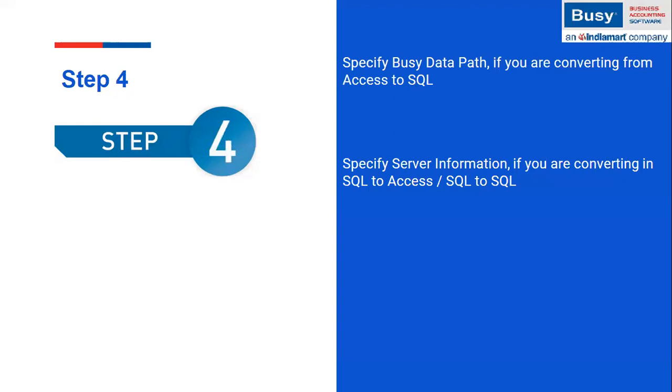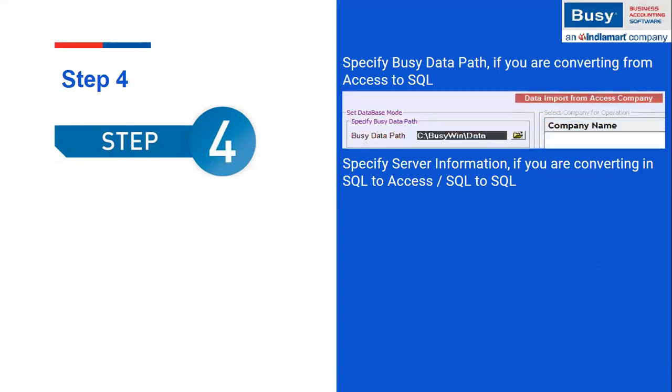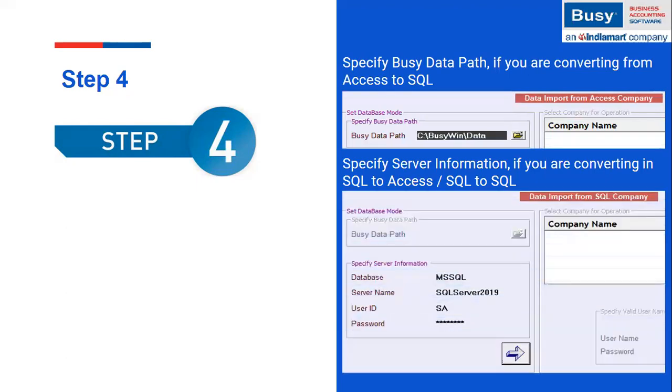And the next step is step 4, specify Busy data path if you are converting your data MS Access to SQL. So this is the image you can see. You have to specify the data path, and if you are converting data SQL to Access, then you have to specify the information of MS SQL Server, username and password.